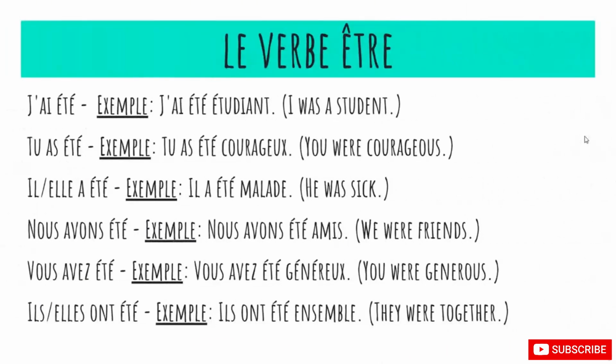So let's see some examples. J'ai été étudiant. I was a student. Tu as été courageux. You were courageous. Il a été malade. He was sick. Nous avons été amis. We were friends. Vous avez été généreux. You were generous. Ils ont été ensemble. They were together.